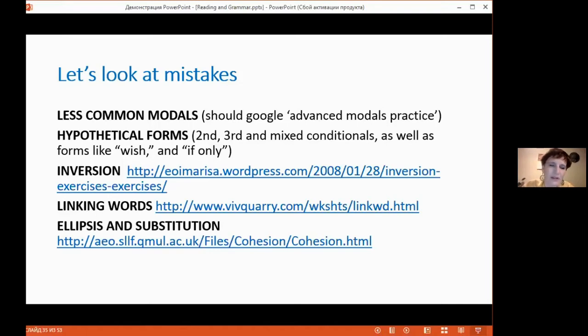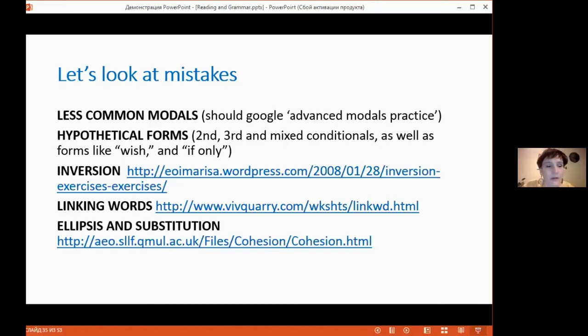I think this is more about some equivalents to modals. And of course, you may Google that information. Hypothetical conditionals and their equivalents, the equivalents of if, etc. The mixed conditionals, people continue to have problems with them, I think, at all levels.